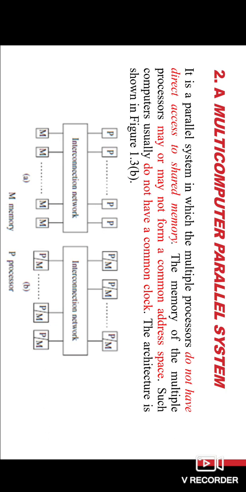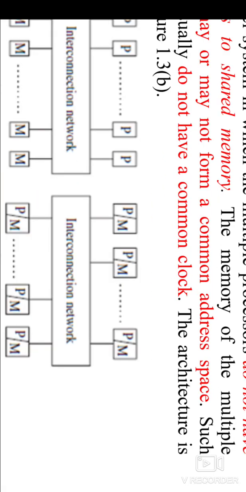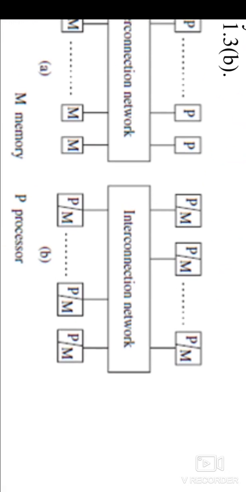The second type of architecture is the multi-computer parallel system. It is also a parallel system. Here also we have multiple processors. But the difference between the first one and the second one is that in the second one, the processors cannot have direct access to the shared memory. So here they may or may not form a common address space, and here also we cannot maintain a common global clock. It is represented in figure B.